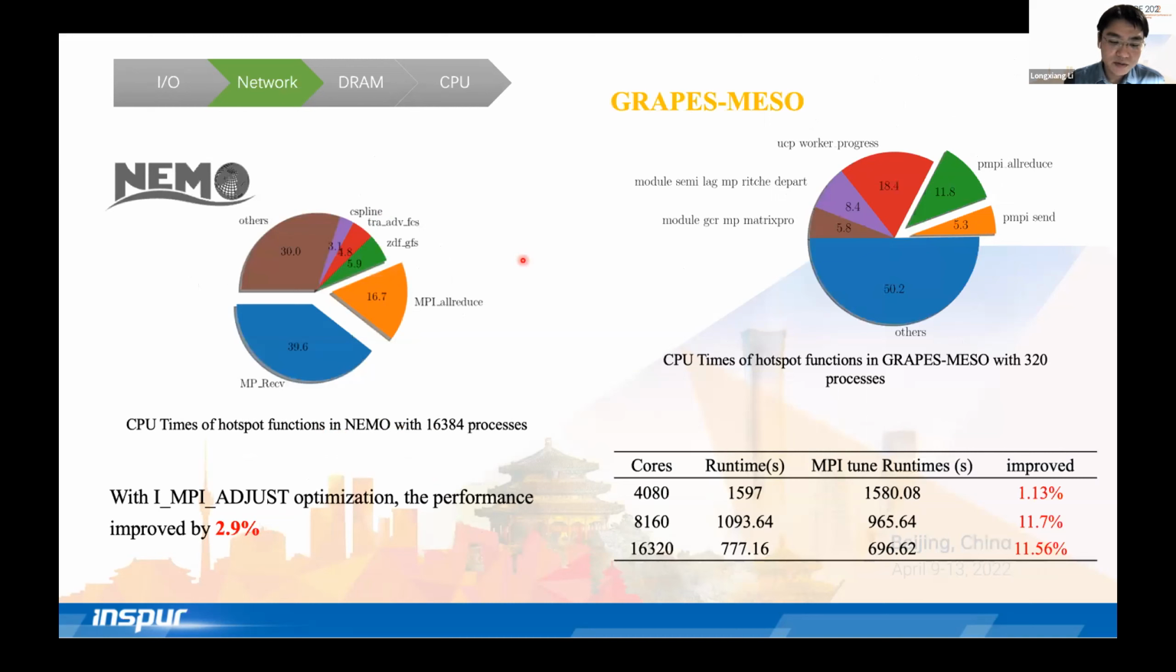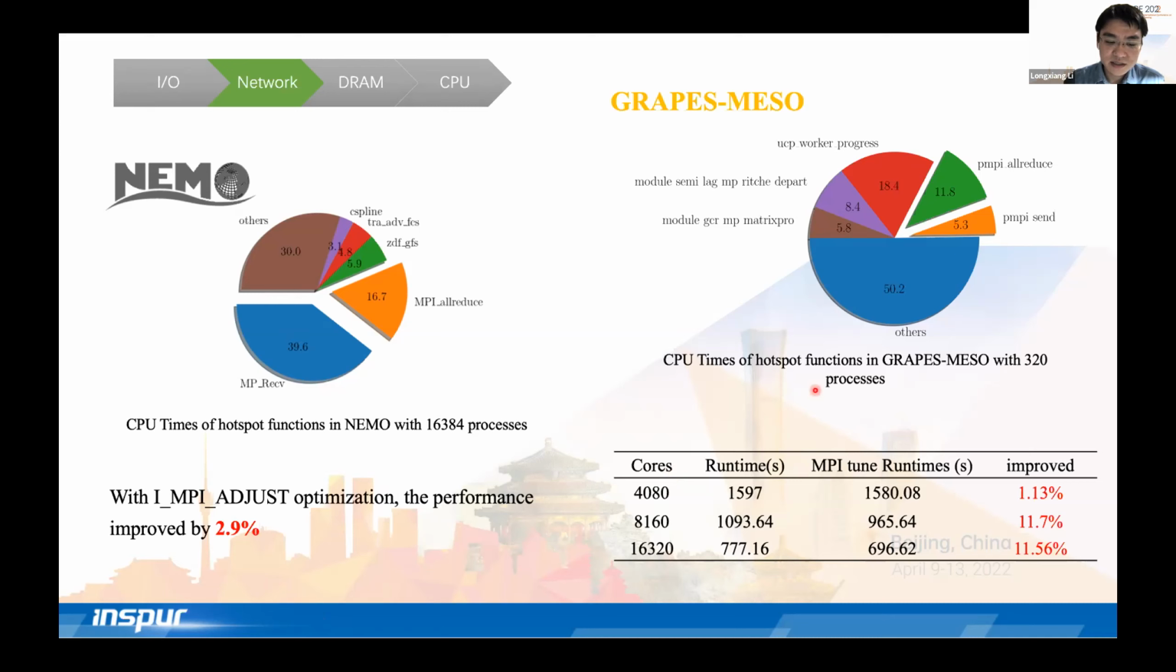When running the NEMO application with 16,000 cores, the MPI functions take more than 50% of the time. The hotspot functions are MPI receive and the MPI allreduce function. However, as MPI receive is a very simple function, we can only adjust the parameters of the allreduce algorithm, and the performance has been improved by about 2.9%.